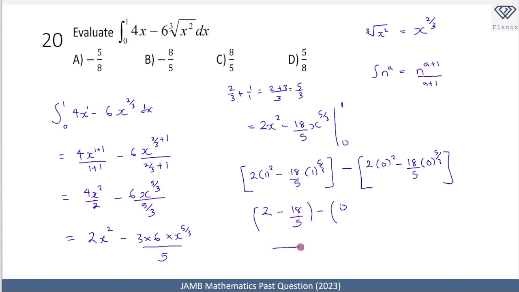What is the LCM? The LCM is 5. So 1 in 5 is 5, 5 times 2 is 10. 5 divided by 5 is 1 times 18 is minus 18. So I'm left with 10 minus 18 over 5, which is minus 8 over 5. And that makes option B the correct option.